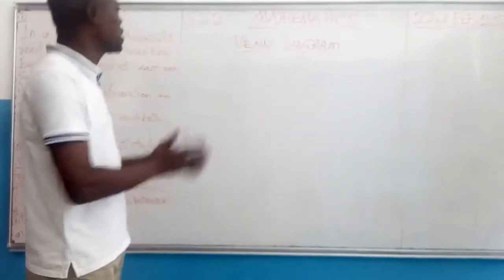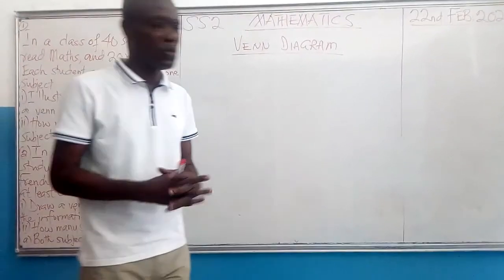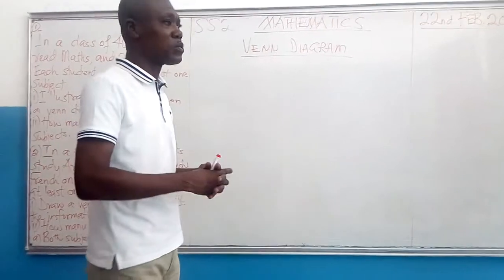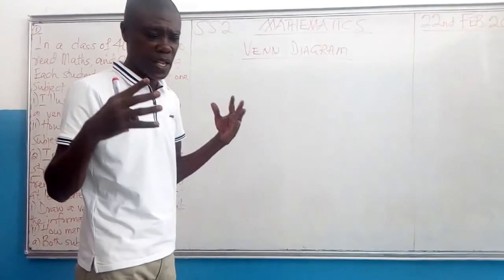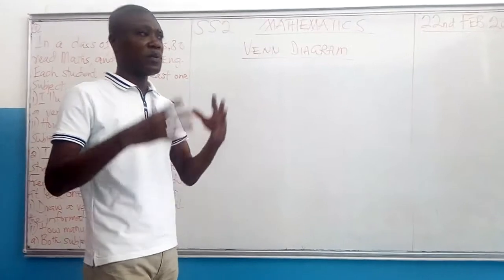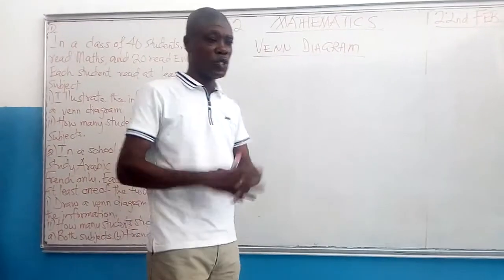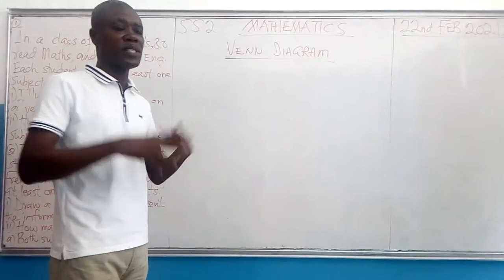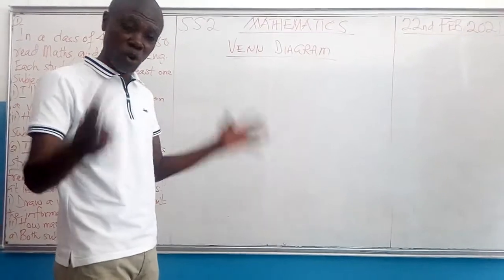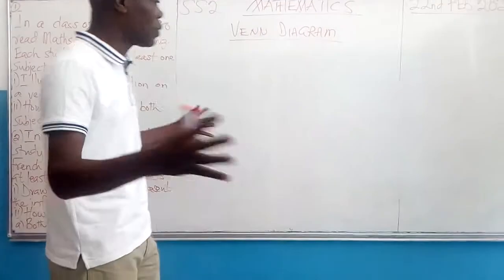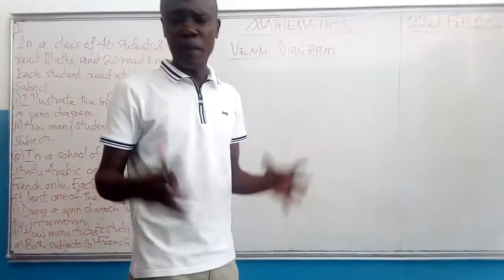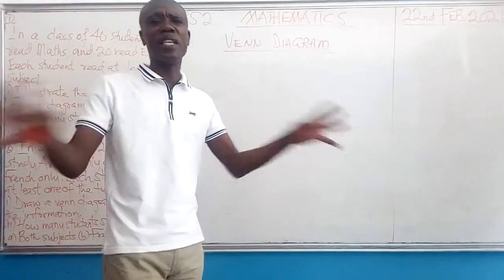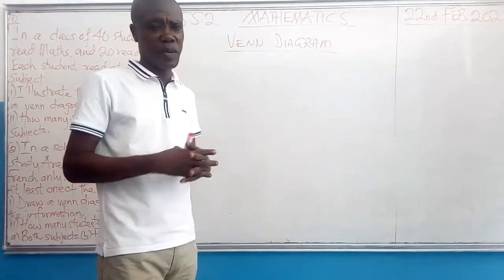Now today we are moving straight to the Venn diagram. I gave you a background to the inventor of the Venn diagram, John Venn. He was a British scholar, a mathematician, a statistician, and so on and so forth. We know about him already.